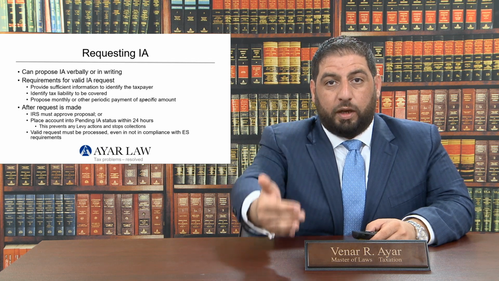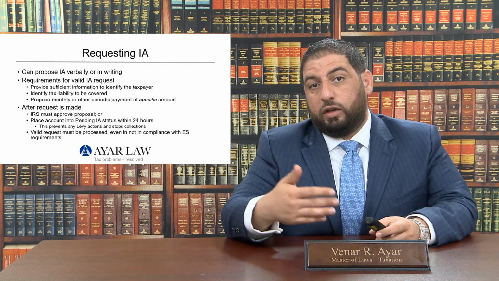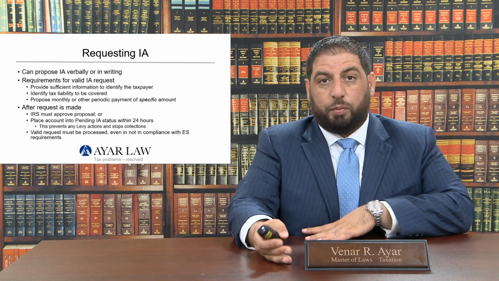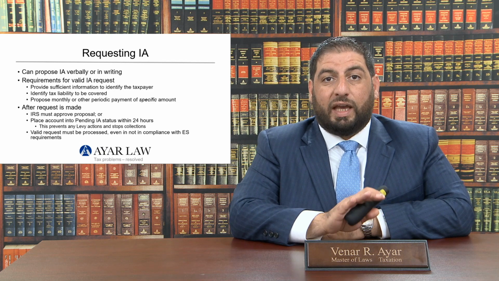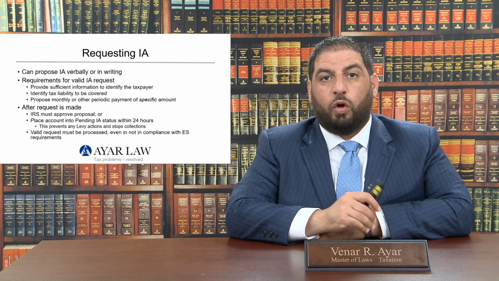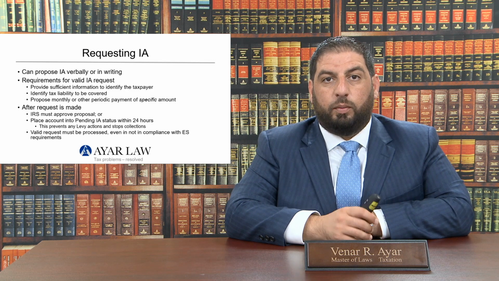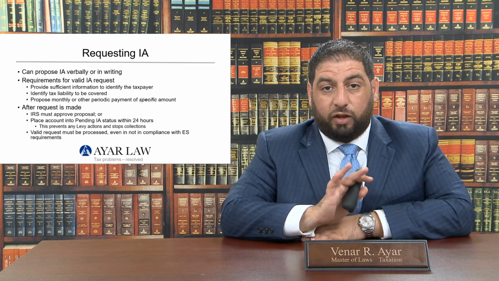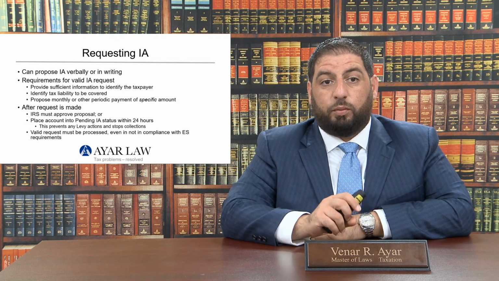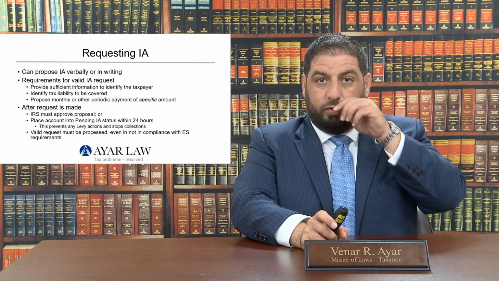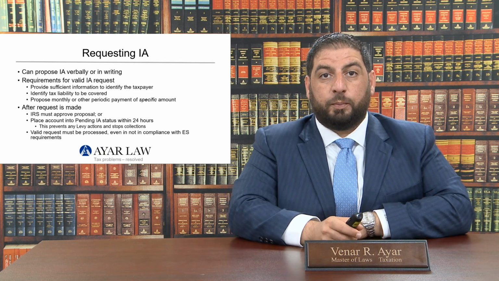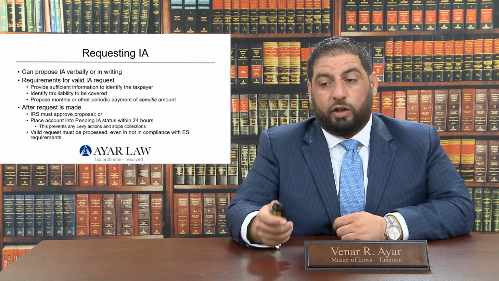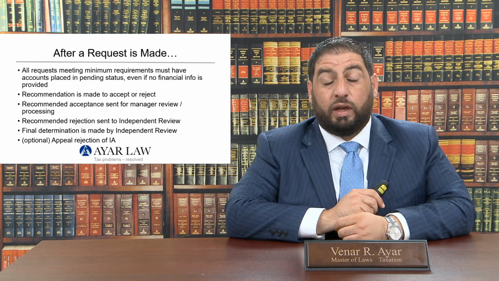This prevents any levy actions and stops collections like we talked about earlier. Once you are in pending IA status or your IA is approved or 30 days after it's rejected, there's a long period of time from when you propose an installment agreement that the IRS cannot legally enforce collections or levy or seize any property. So it's very important that when you make a request, if you meet those three requirements, it has to be processed, even if you're not in compliance with your estimated tax payments. A lot of people mistakenly think that, like with an offer in compromise, they won't process it if you're not in compliance with your ES payments. That is not the case with an IA.